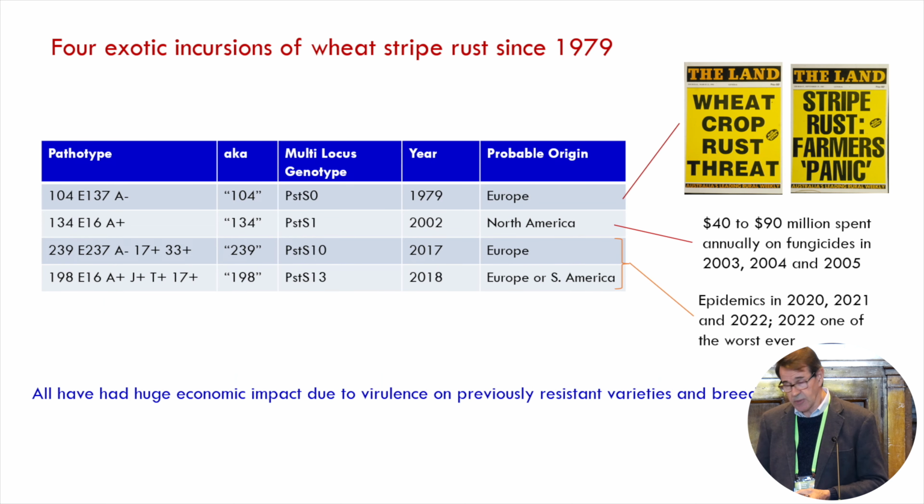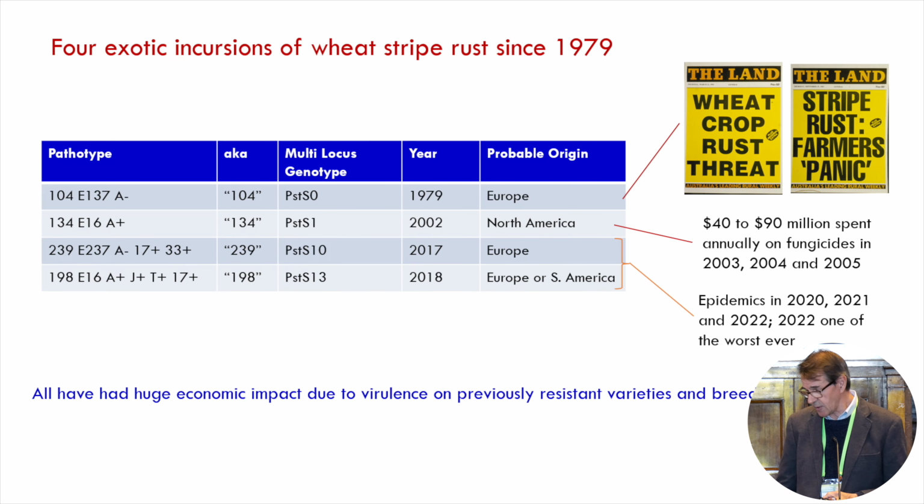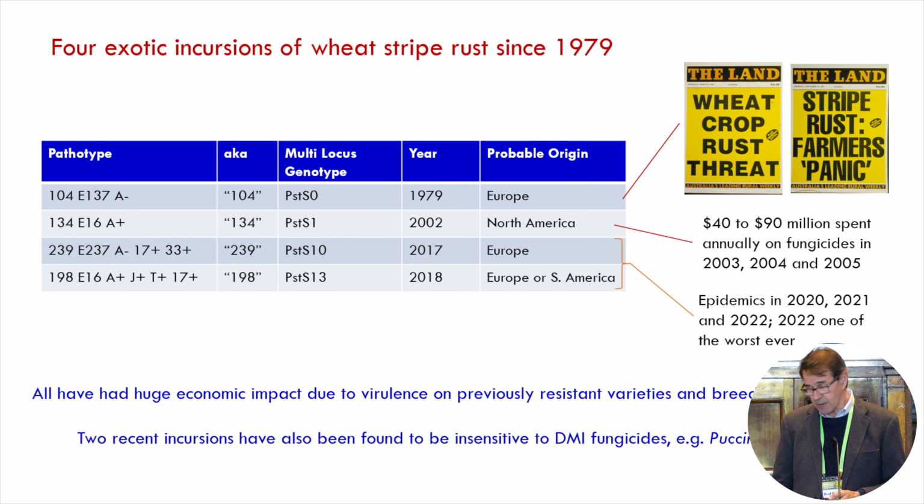Those 4 incursions have caused massive economic damage to our agricultural industries. The one in 2002, up to $90 million spent in fungicides. The two most recent ones, I'd say last year, I'd say $100 million spent on fungicides in Eastern Australia would not be unrealistic. All right, so they've had huge economic impact.